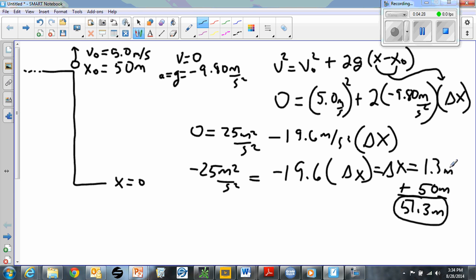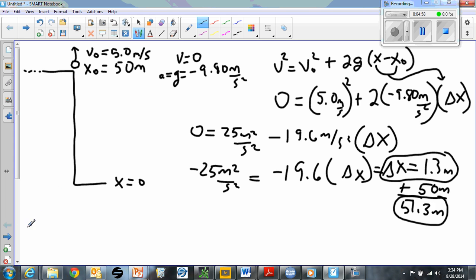Both of those will be correct as long as you explain, unless the problem specifically asks you for height from the ground. It's just the position of the ball. So 1.3 would be correct if we're measuring 0 from the top of the building. All right, B, the time to move to the top of its trajectory.